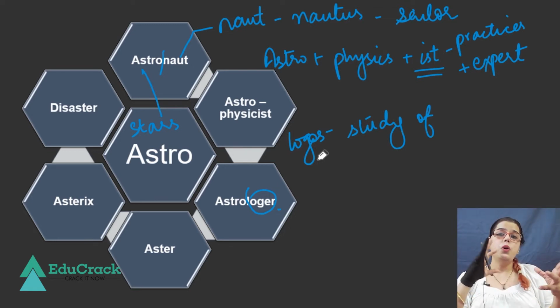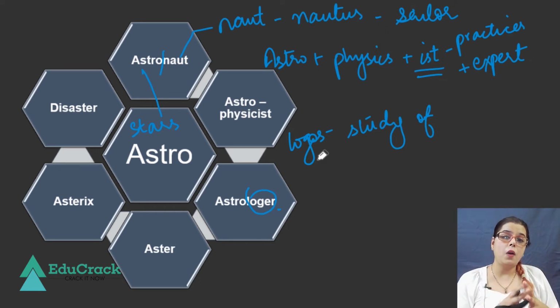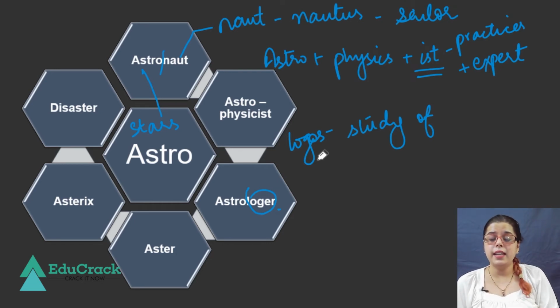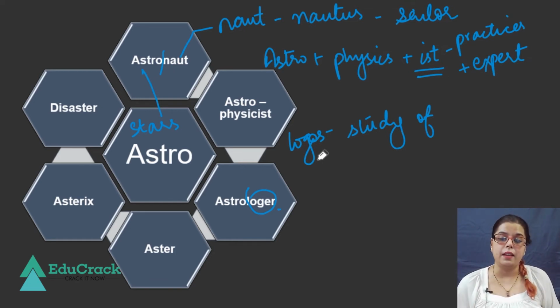So how does the movement of stars from one position to the other, the movement of planets from one position to the other, how does it impact human lives? It is studied by astrologers, right? Comes from the root word astro, that means stars, and logos, that means study of something. It could be anything. Here it is the study of stars or study of the space.